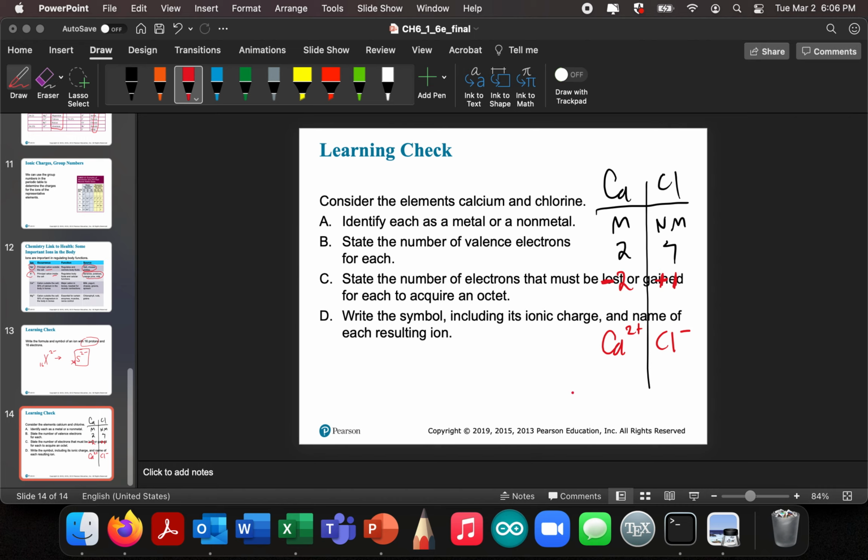And I'm supposed to write the name, too. So this is calcium, right? Calcium, because it's named for its element, but the anions are not, right? We drop the ending of chlorine and put "ide" on the end. So that's going to be chloride for anions.